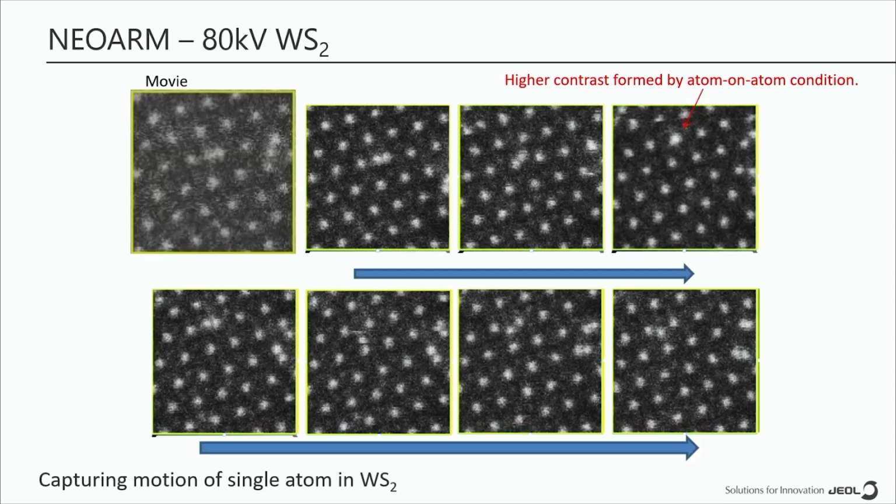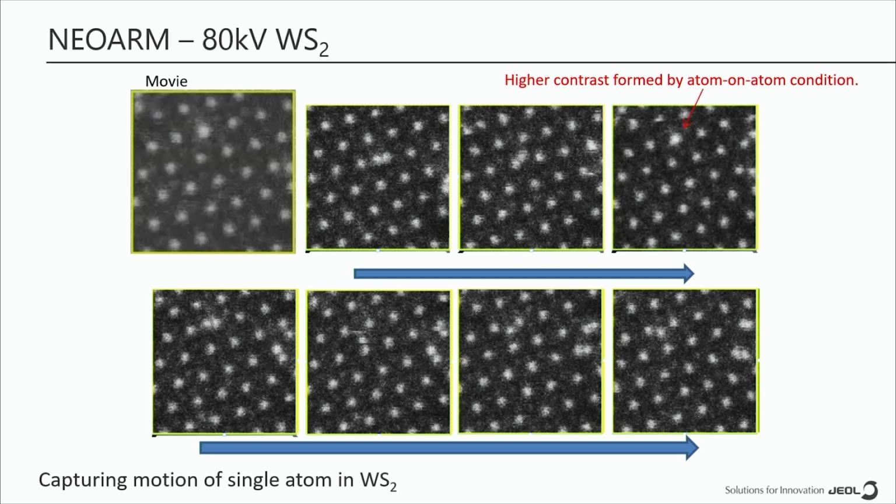We can do this with tungsten disulfide. Actually imaging it, this is obviously a quick movie. You can see the single atom moving around. These are obviously still shots as you go through, and you can see the point at which, again, you've got an atom on top of an atom. So in a thicker regime, you get more contrast.